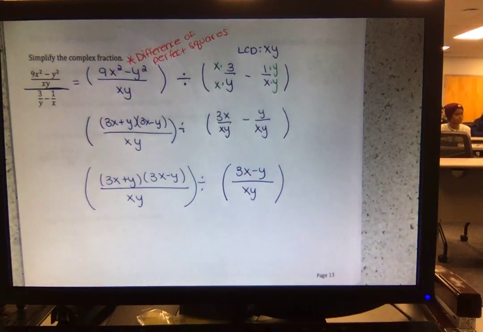So 3x minus y, that's factored. There's no GCF. Nothing can cancel from the top and the bottom. So that side's done. I dealt with the left one separately and the right one separately. So now I can worry about stay, change, flip and putting it all together.